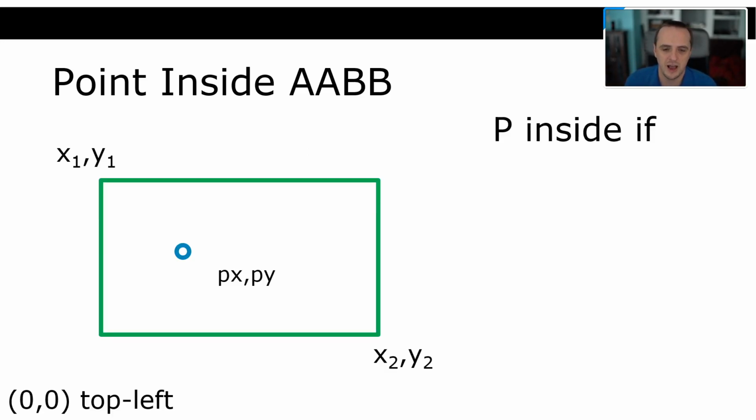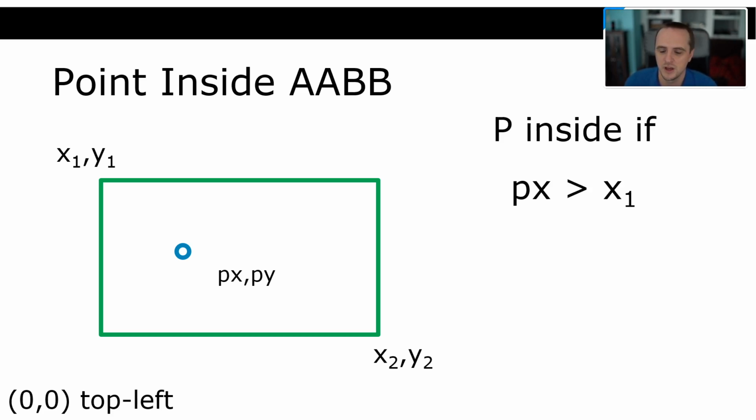Okay, so how do we determine if this point px, py is inside this rectangle? Now, I'm sure you could all figure out axis-aligned bounding boxes on your own. But let's go through it just in case there's any troubles with that. And we'll also talk about some optimizations of how you could make those checks faster as well.